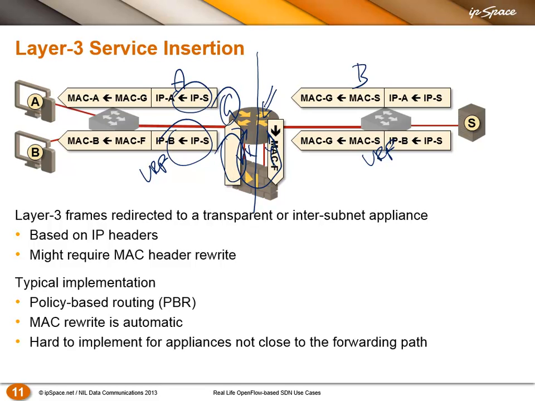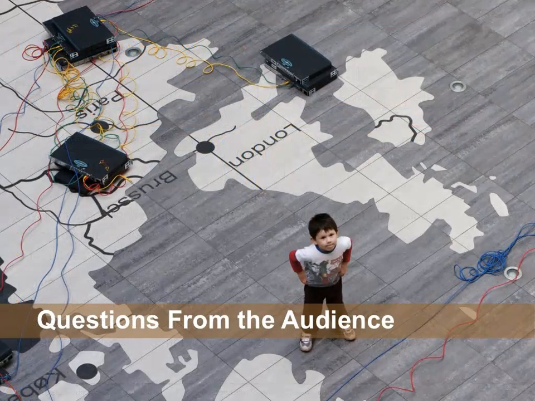So you could either use policy-based routing or you could use VRFs. If you have the appliance next to the layer 3 switch, it works fine. If you have the appliance a bit further off, like for example the web caches, you get into all sorts of interesting problems. Question from Bob.